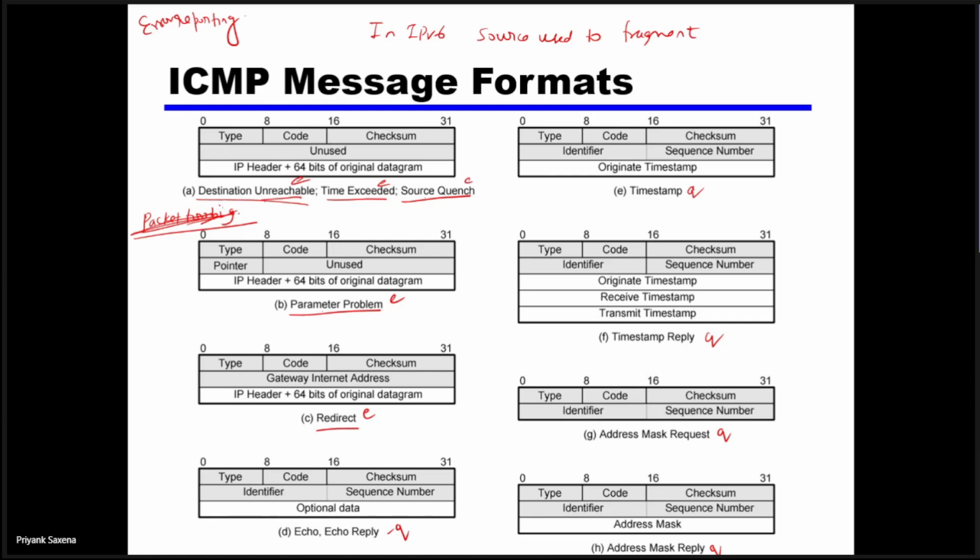Parameter problem is another message. Wherever there is an issue in the header, suppose the header got corrupted or there is some other issue, because the checksum is calculated at each router each time a router processes it. During those calculations, if some parameter issue is there, the router is unable to forward it. This is a syntax error, or the parameter problem. It informs the source that there is a parameter problem and because of that the datagram was dropped.